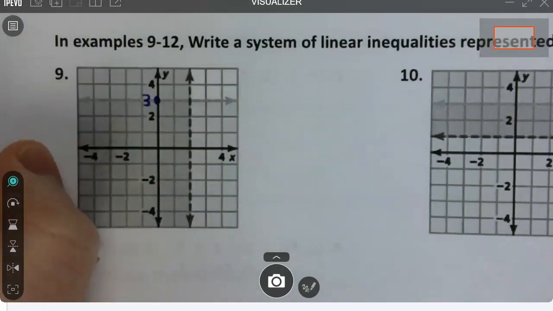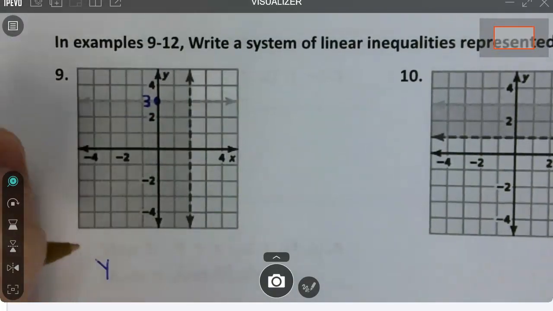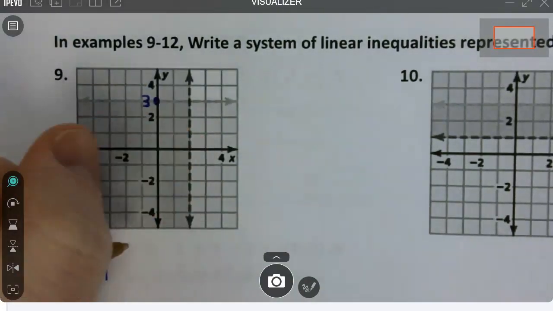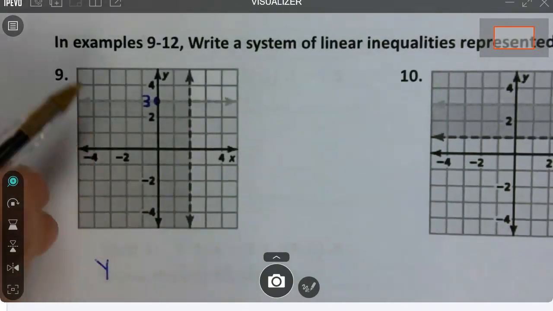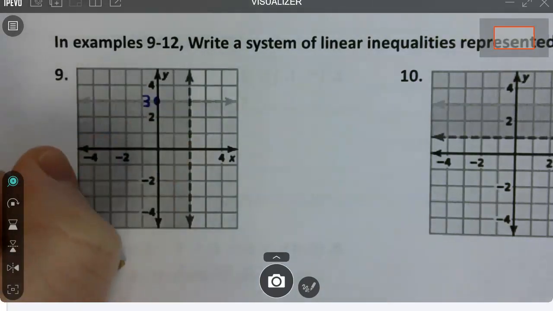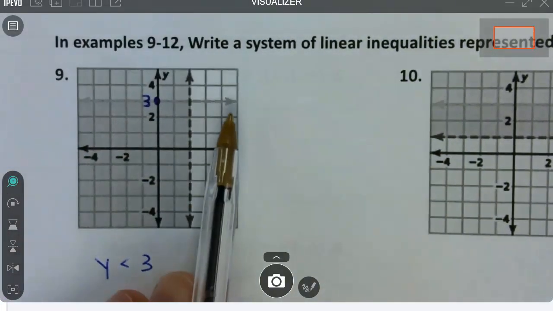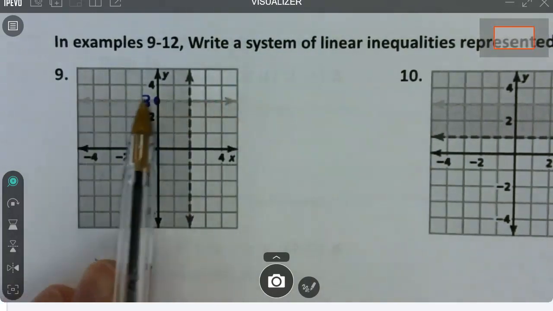So this first one is going to be y. It's dashed, so it's only less than or greater than. Well, this one, because I shaded below the line, is less than 3. That would be this inequality right here.